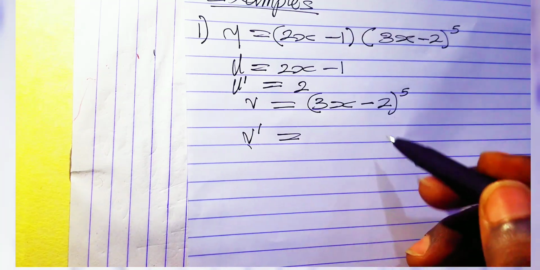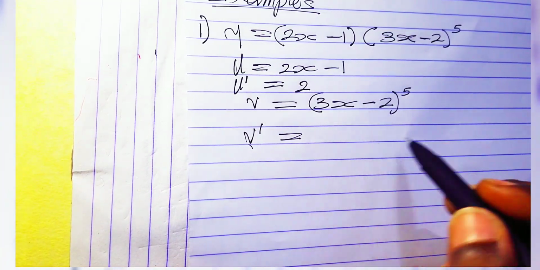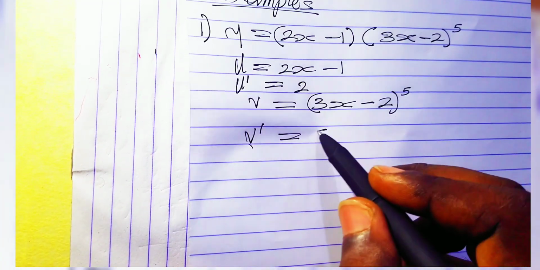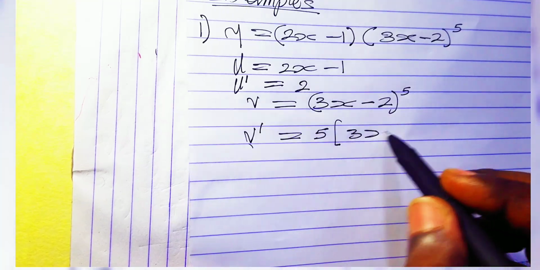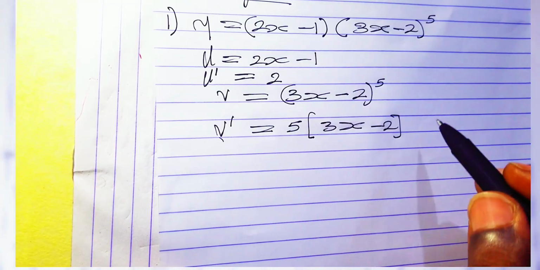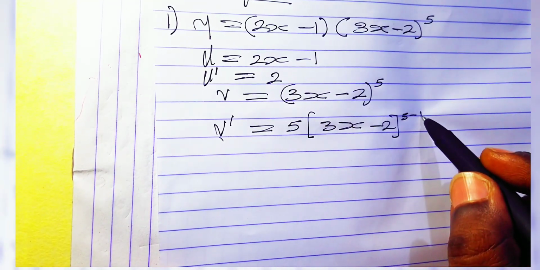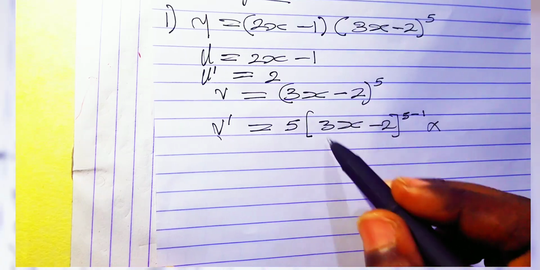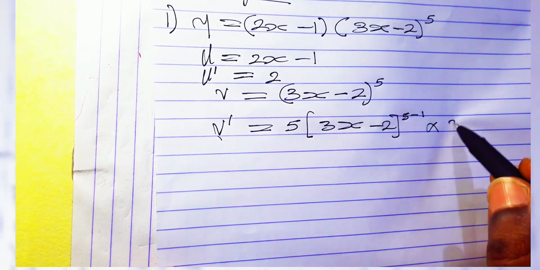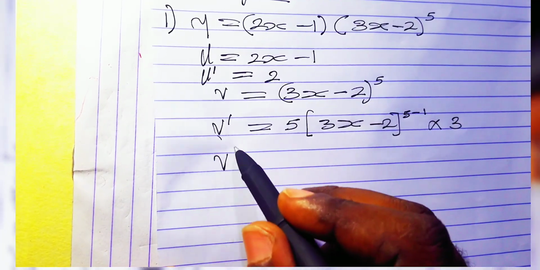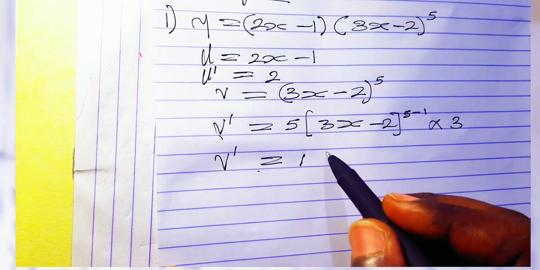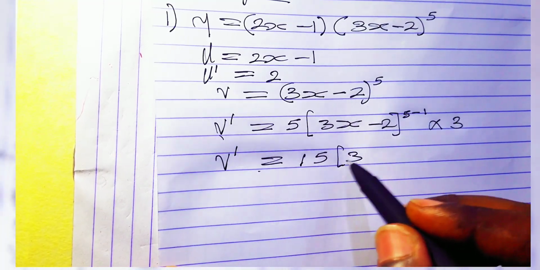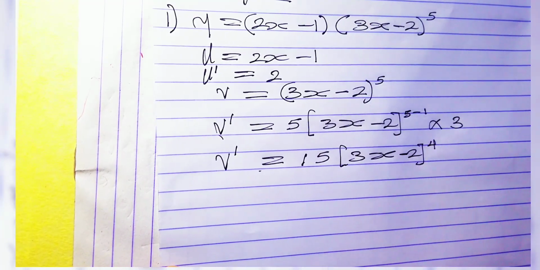Applying the chain rule here will give us 5(3x minus 2) raised to the power of 5 minus 1, multiplied by the differential value of 3x minus 2, which is 3. So if we do this, the differential value of v, 5 times 3, is going to be 15(3x minus 2) raised to the power of 4.